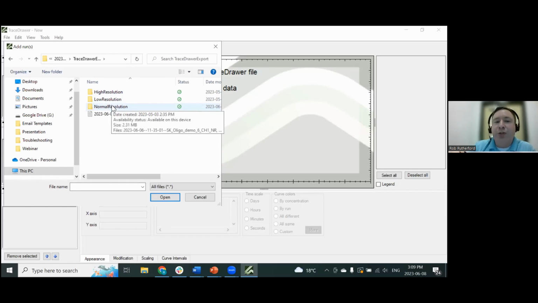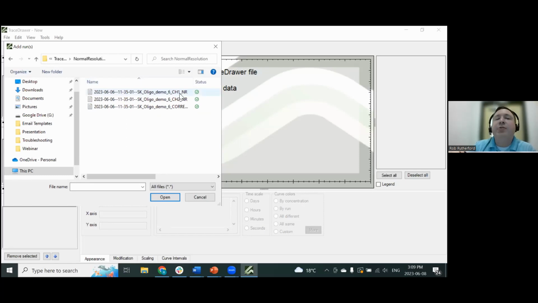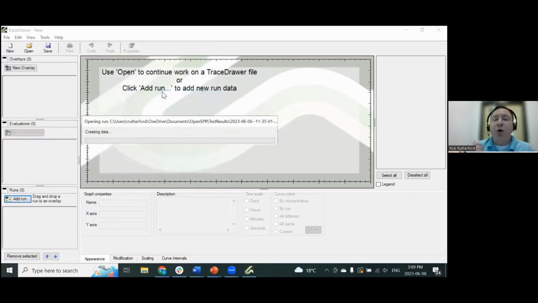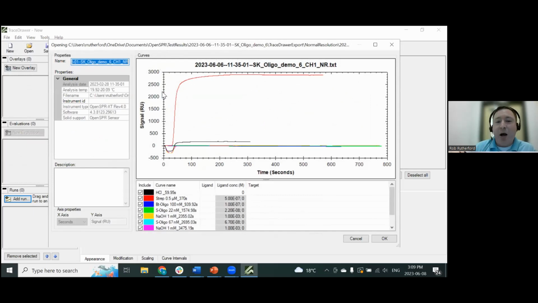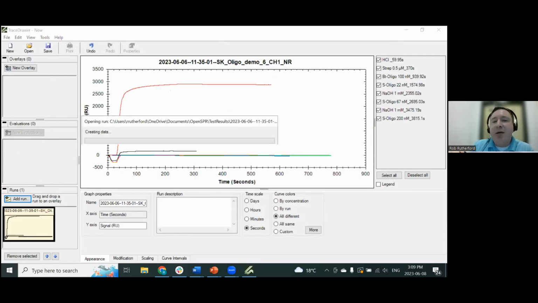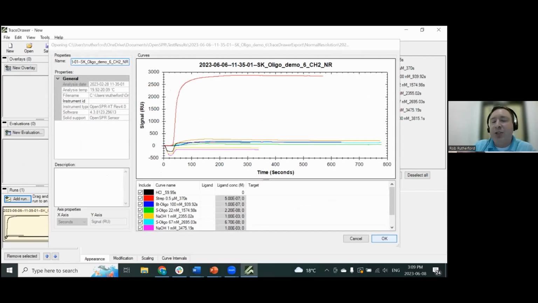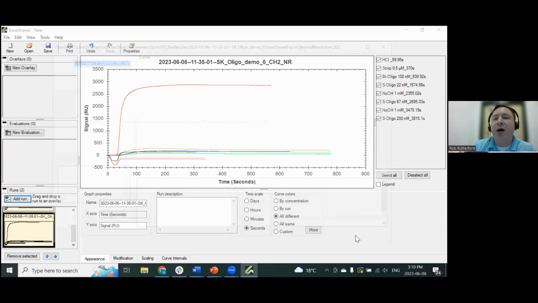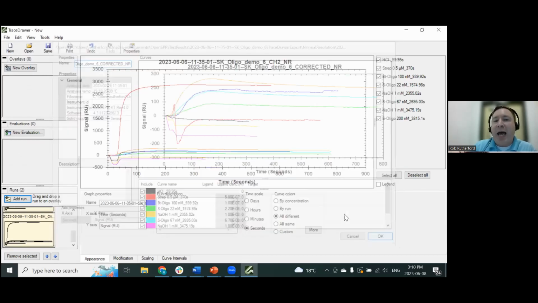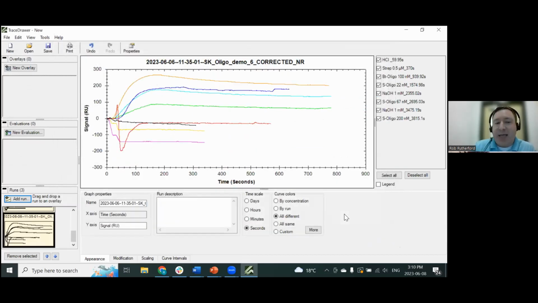our normal resolution. By clicking on that, you once again have 3 different options. There's an option for channel number 1, channel number 2, and your corrected data. I like to import all 3. You're only going to run your kinetics on your corrected data. But when you're doing your checks and balances, determining how good of a scientist you actually are, it's really nice to look at all of the data itself.